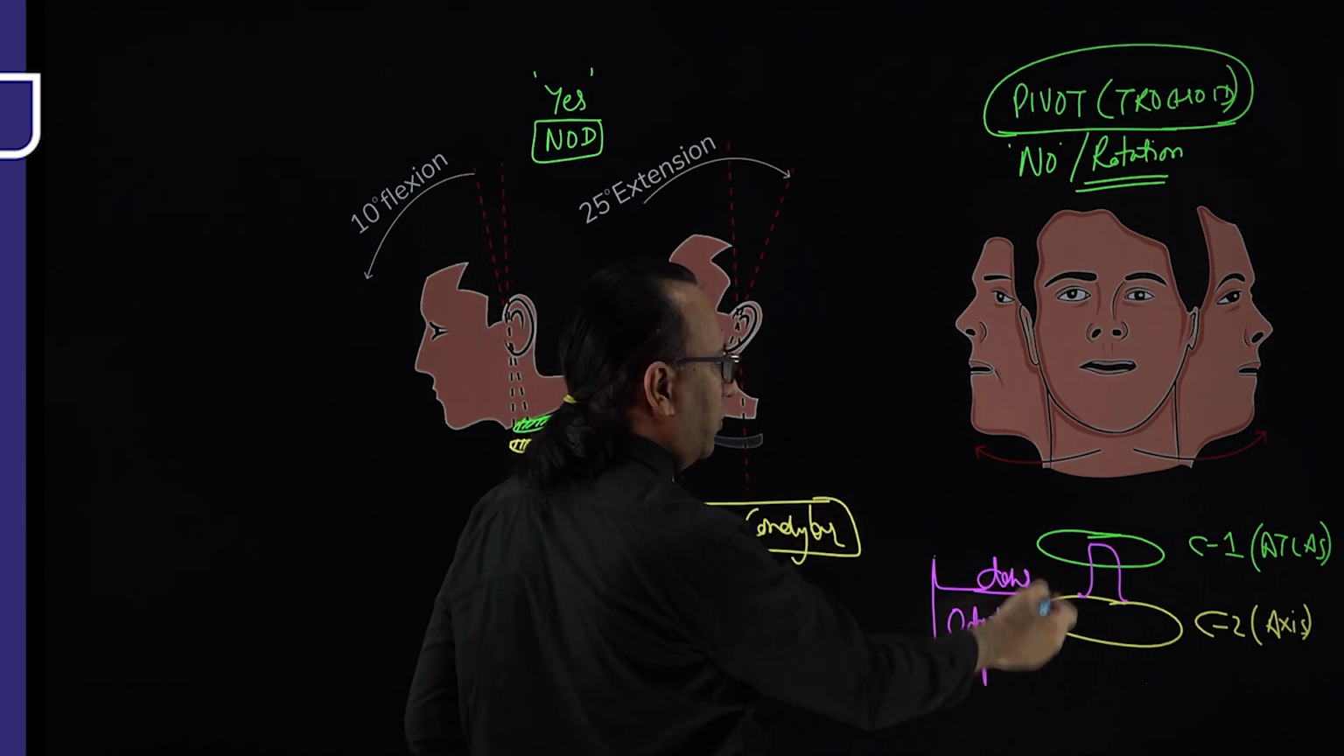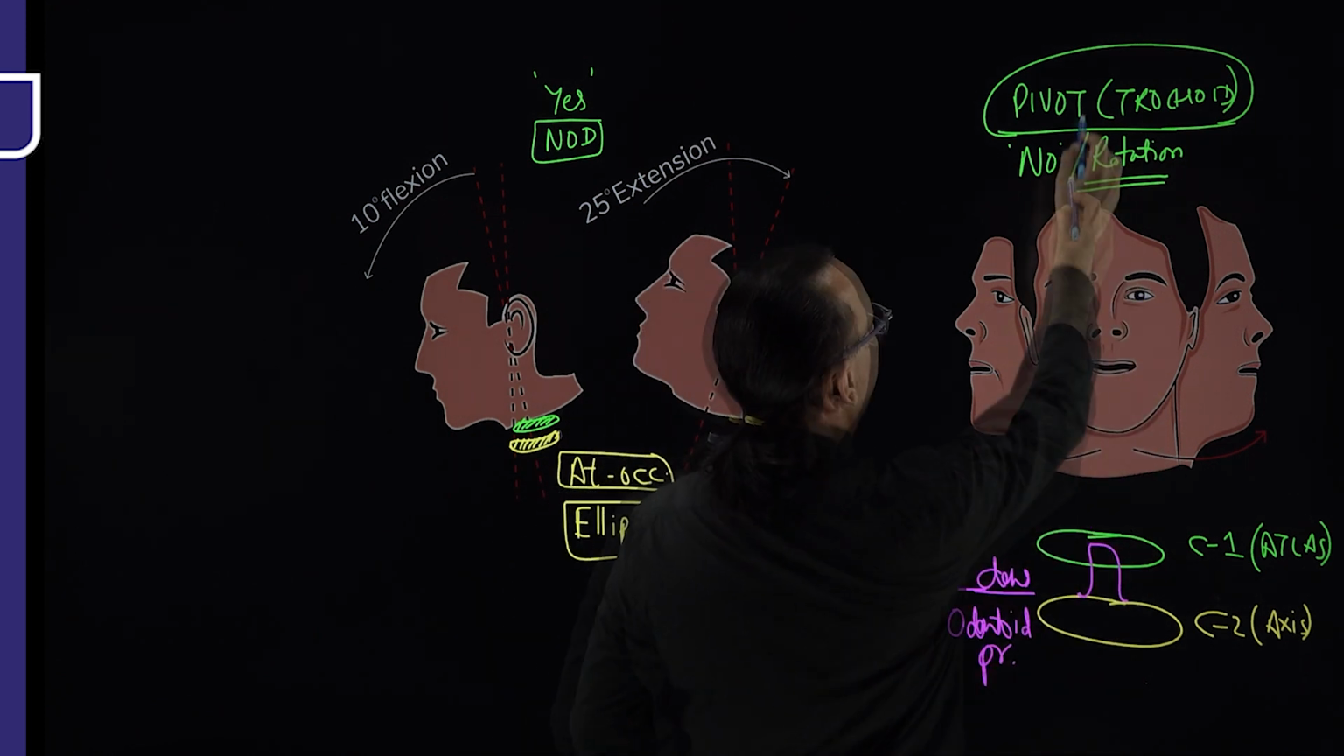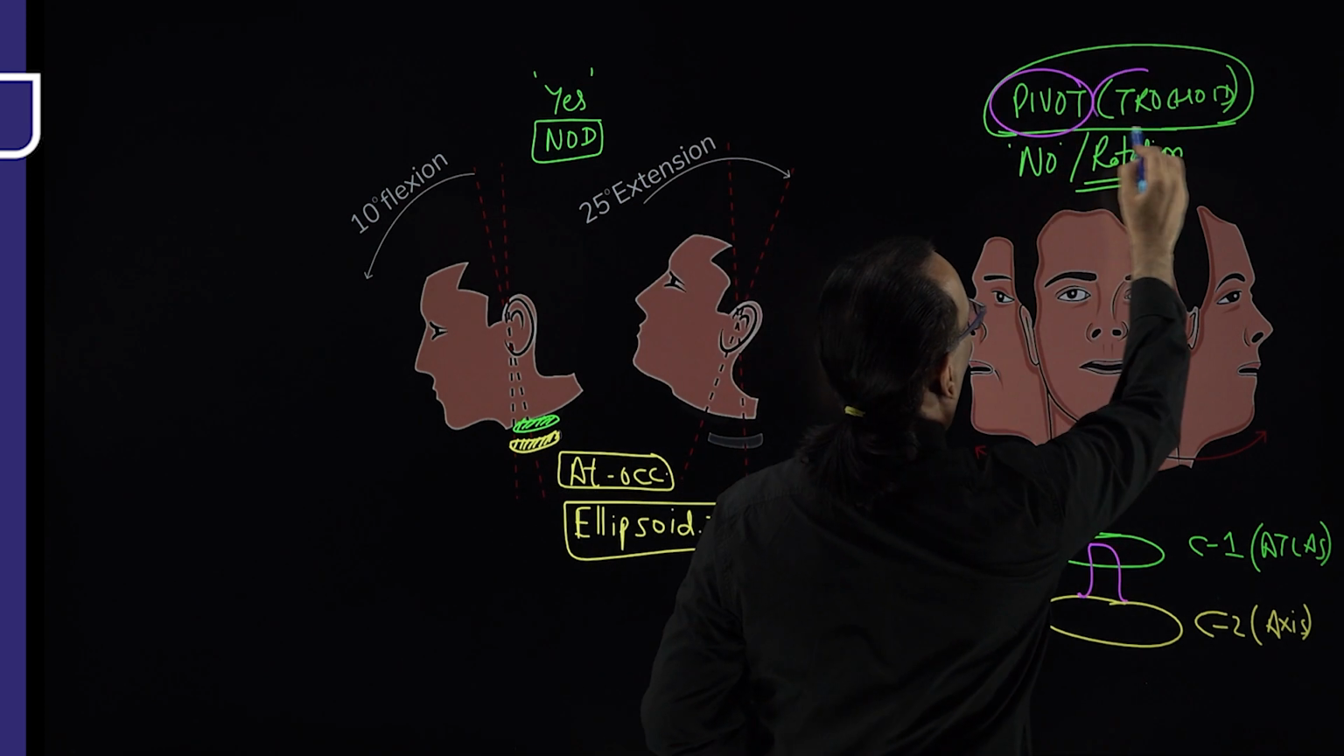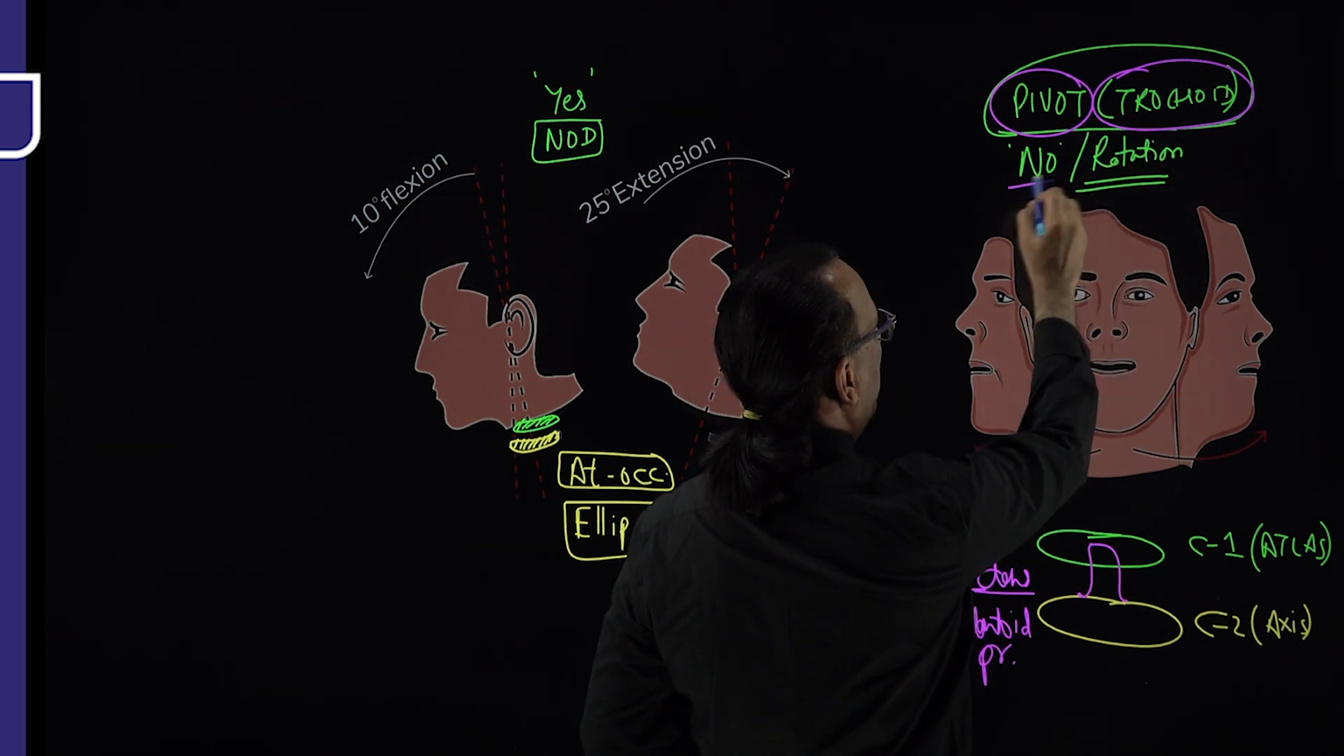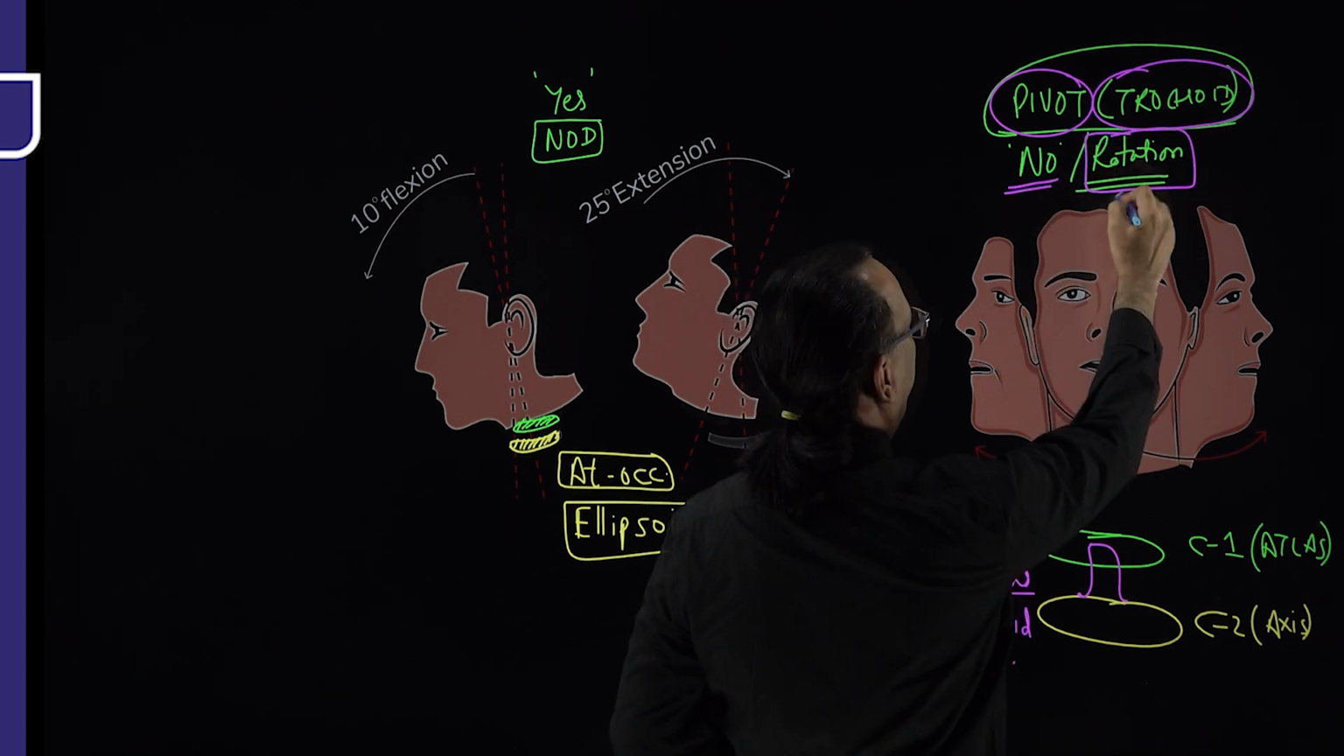And this atlanto-axial joint is a pivot synovial joint, also called trochoid synovial joint. It is for no movement and it is a rotatory type of movement.